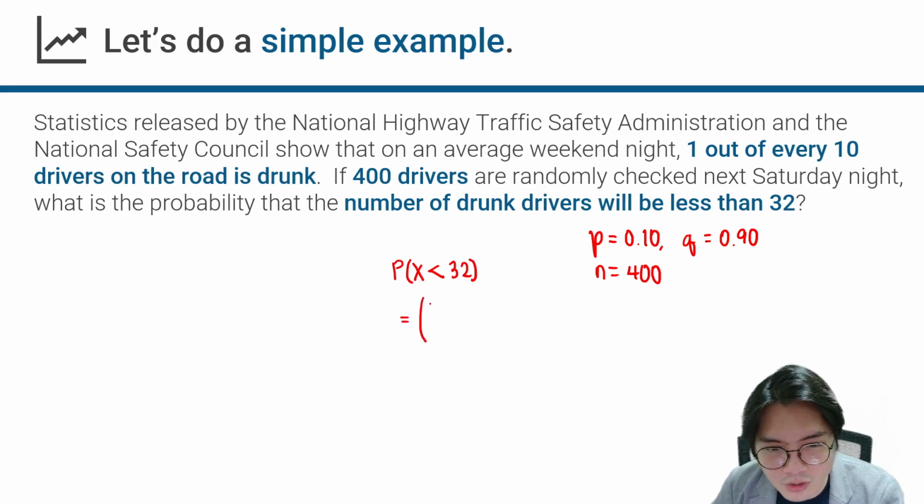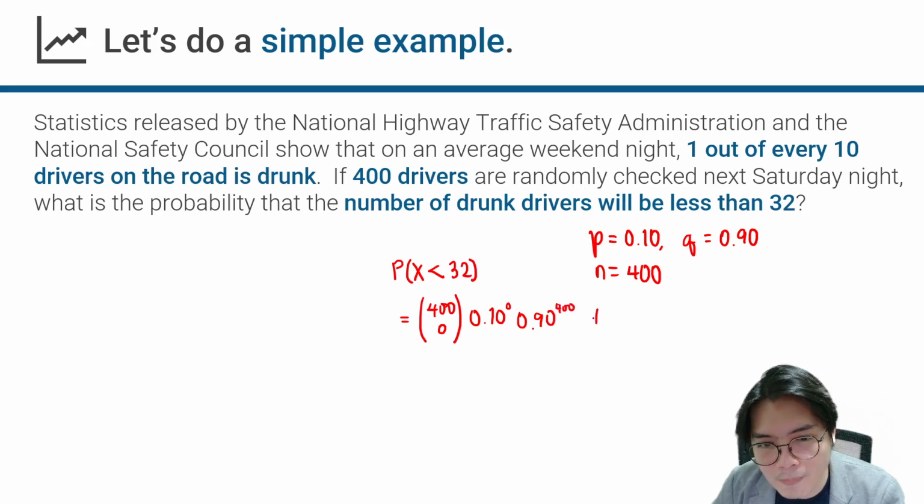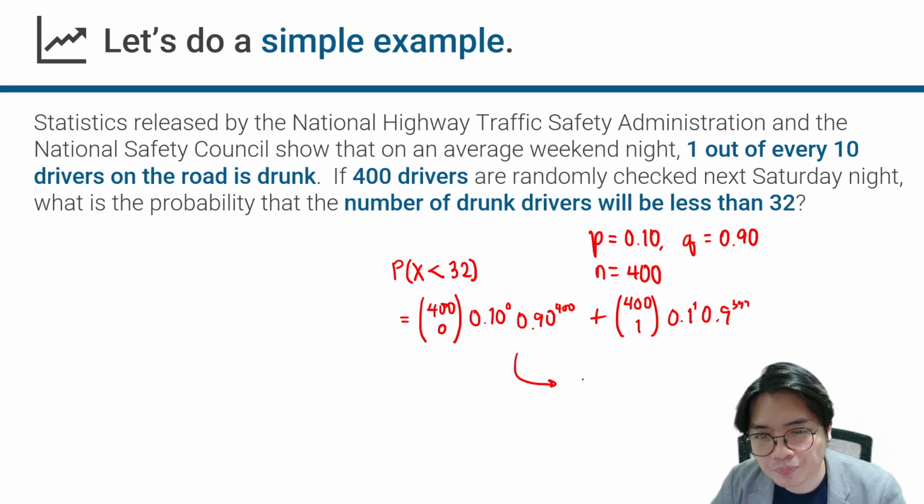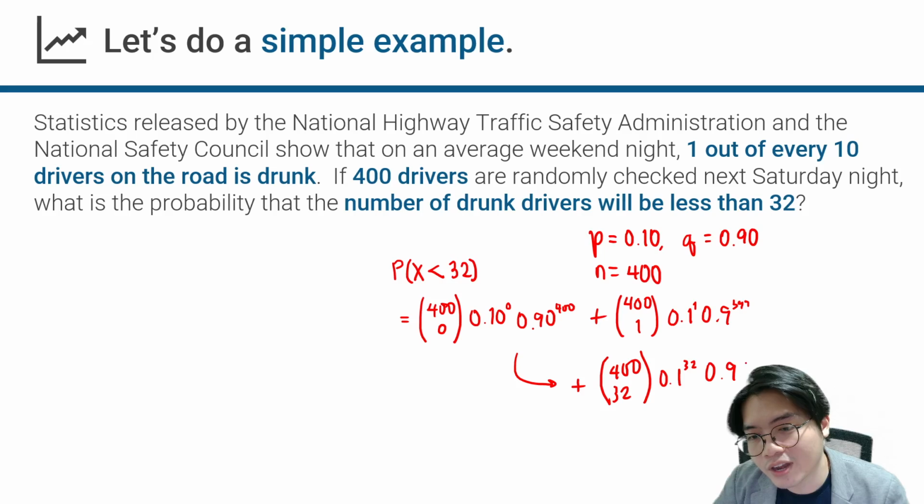But what you're going to calculate is 400 choose 0, and then 0.1 raised to 0, 0.9 raised to 400, plus 400 choose 1, 0.1 raised to 1, 0.9 raised to 399, so on and so forth, up until you get to 400 choose 32, 0.1 raised to 32, 0.9 raised to 368. No one wants to do this.